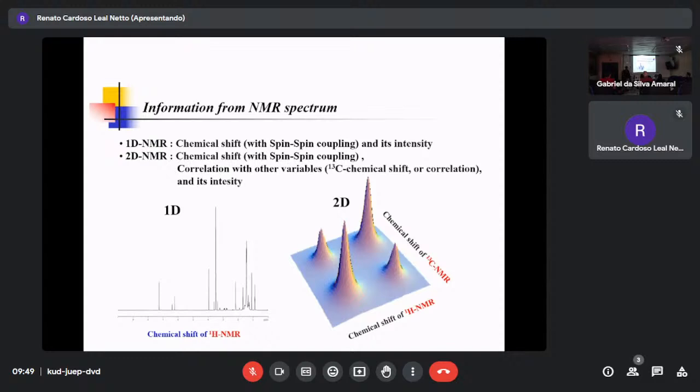Then you might have a question, why are we not using 2D NMR for the multivariate data analysis? Because proton NMR is not enough, yeah? Sometimes 2D NMR is possible, but for many 2D NMR, the intensity is not quantitative, except for a few cases. So that's why we are still using proton NMR.